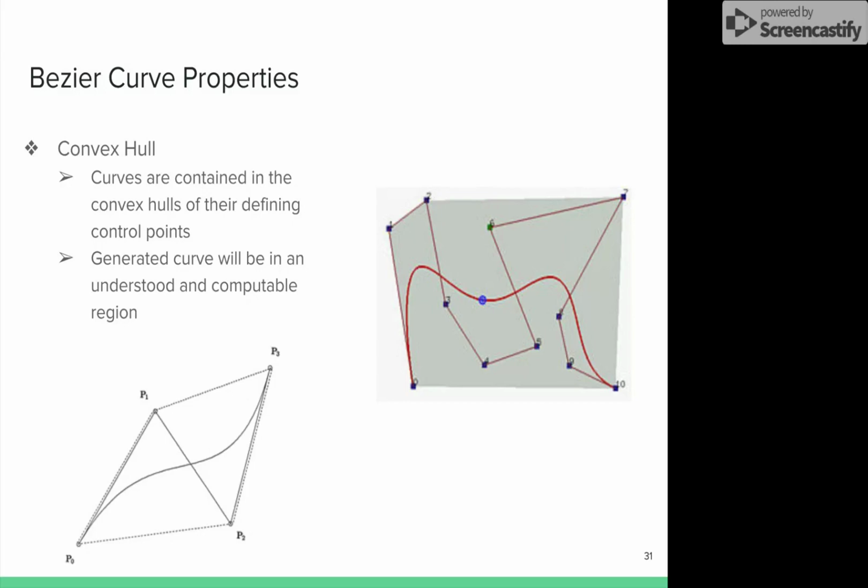And then the dark red line is the curve that we have created from these control points. So as you can see here, the curve is contained within the convex hull of these particular set of control points. And if you look at the image at the bottom on the left, you can take a look at P0, P1, P2, and P3. Those are our control points. And then the polygon that's created by connecting those control points is the convex hull. And as you can see, the curve that's created by these control points is also contained within that convex hull. This property basically shows that the generated curve will be in an understood and computable region.